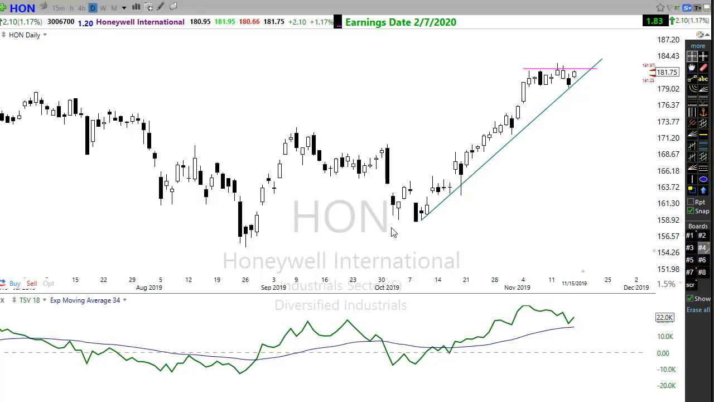That's correct. Indicators look at the past. They have to look at the past. It's the only thing they can be calculated on. So that's TSV. Now there's another way to look at TSV, and I'm going to remove this moving average.